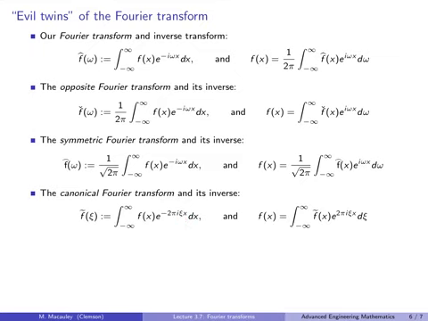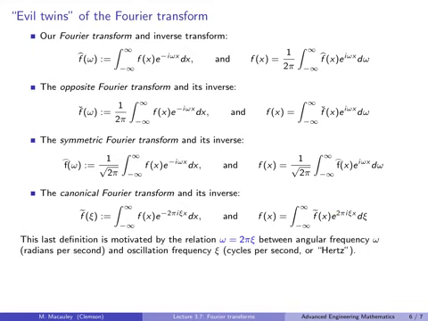And the inverse transform is the same thing, except now we have to make this positive exponent instead of negative. Finally, we have the so-called canonical Fourier transform and its inverse. I'm going to use the variable c for this instead of omega, and this is the integral over the whole real line of f times e to the minus 2 pi i c x dx. And its inverse is the same, except now instead of a negative sign, we have a positive sign in the exponent. This last definition is motivated by the relation between angular frequency omega being 2 pi times oscillation frequency c.